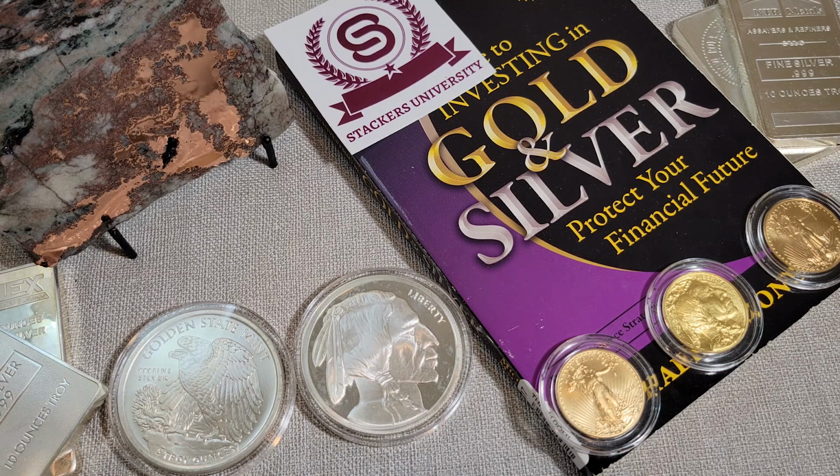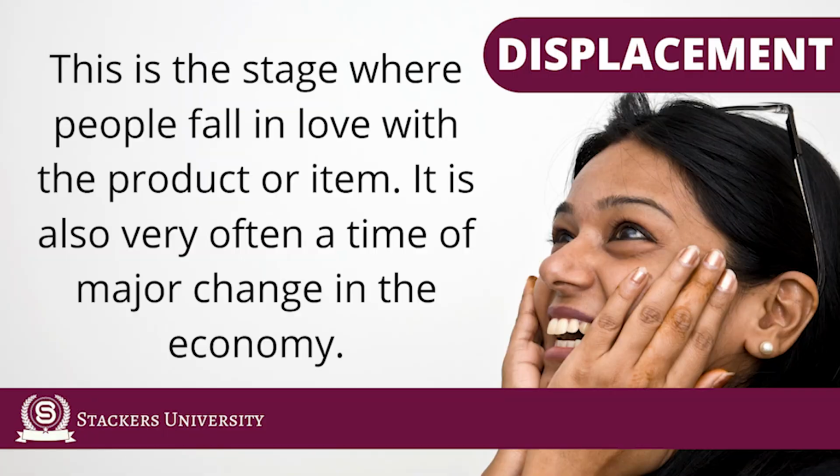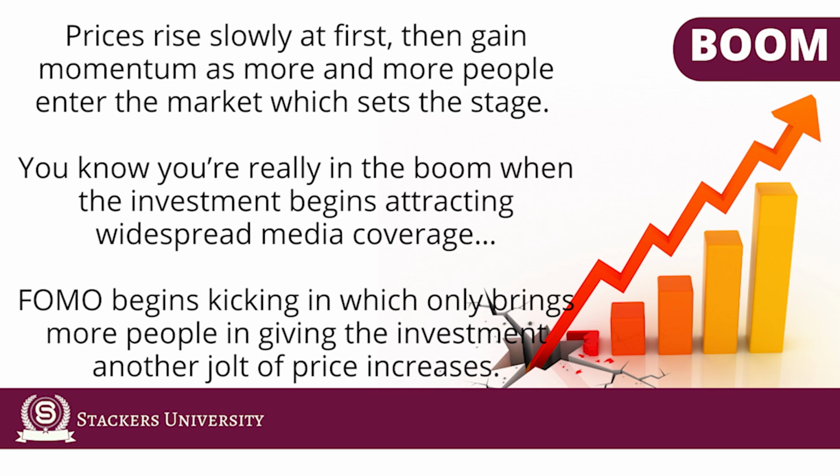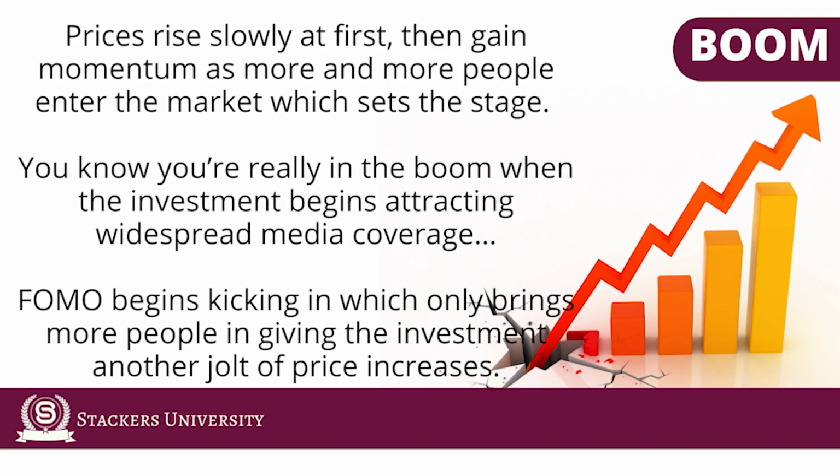As a quick recap, let's just talk about the 5 stages of anatomy of a bubble developed by economist Hyman Minsky. And the 5 stages are displacement and excitement, boom, euphoria, profit taking, and panic. So with displacement and excitement, this is where people start to fall in love with the product. And then you have your boom, where prices really start to take off and they gain momentum and more people enter the market. FOMO starts to kick in for some folks, and that only brings more people.